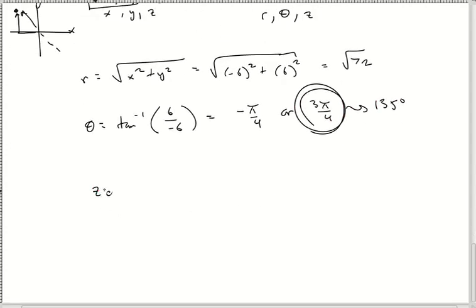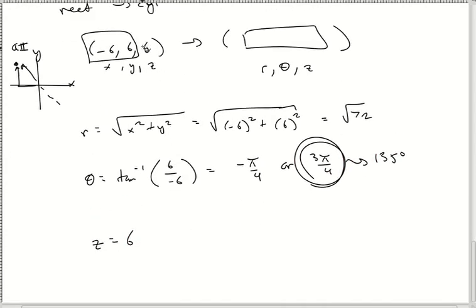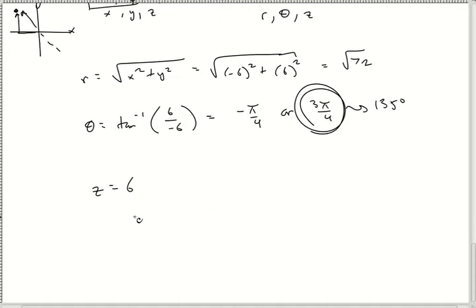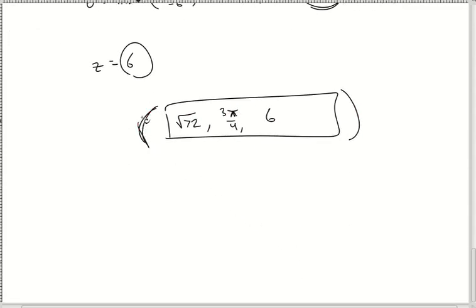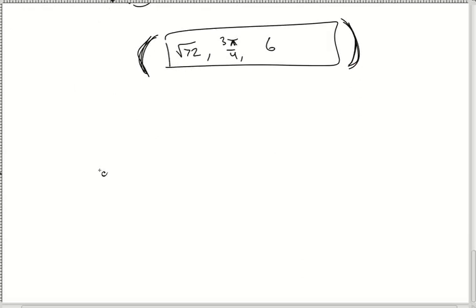And so z equals 6. Obviously, this right here should be the same as this one right here. It's very simple. So putting them all together, we have our answer here. It would be square root 72, 3 pi over 4. My pi's are looking a little bit bad there. And then 6, and we're done. Notice that the parentheses are already given to you, and there's a box on the inside of those. So you're just putting the 3 numbers with commas between them.